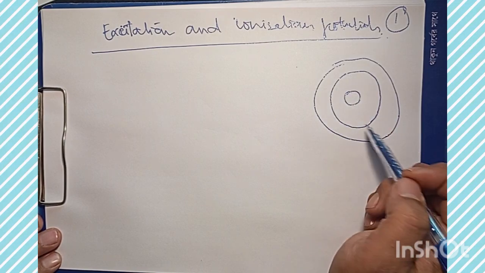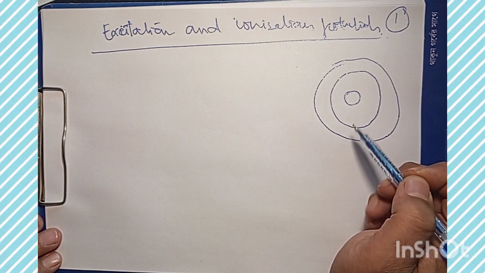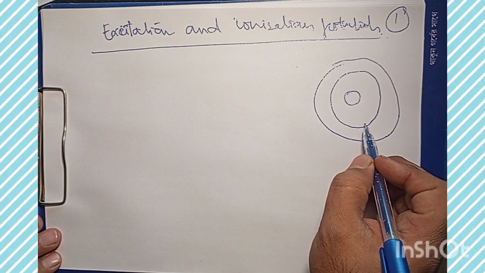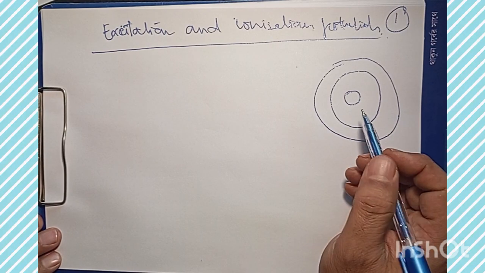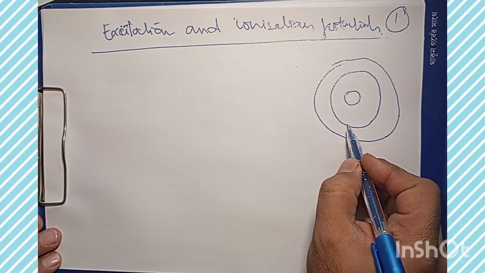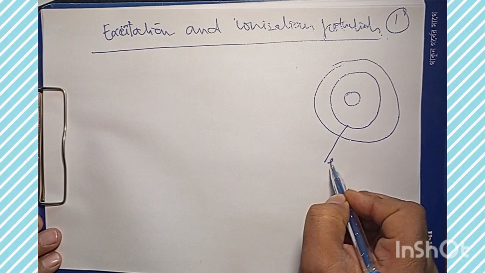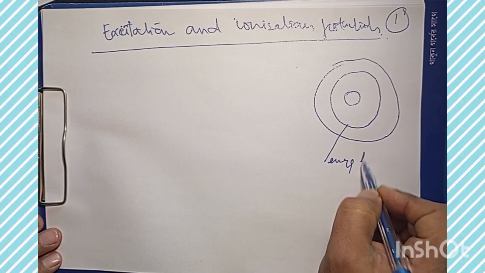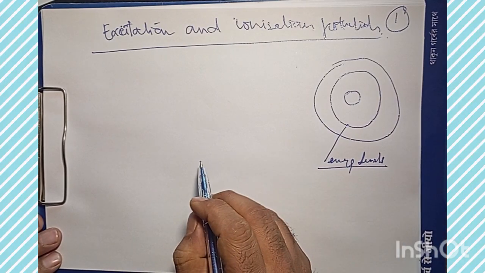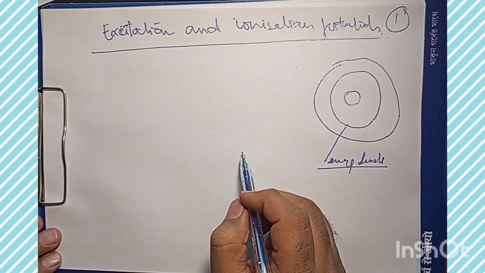Each of these orbits of a given atom is characterized by some definite energy, and we say that there are certain discrete energy levels in an atom.